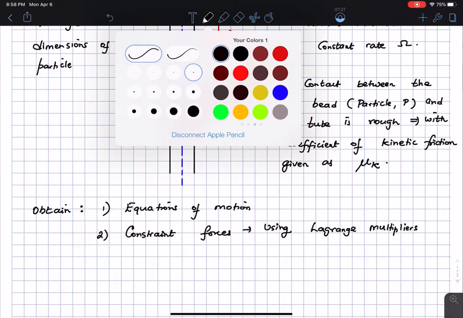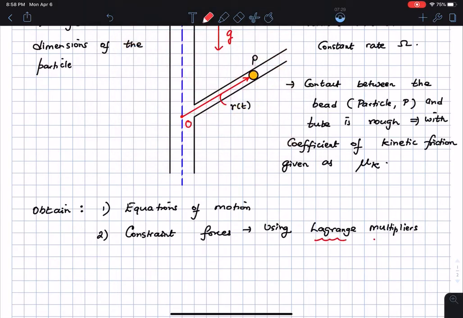Okay, so this is the key thing in this particular problem. We need to use the idea of Lagrange multipliers, and then we need to find the equations of motion as well. And if we have time, we will discuss certain conditions for incipient forward motion of the particle. Okay, so if time permits, we will do the following.